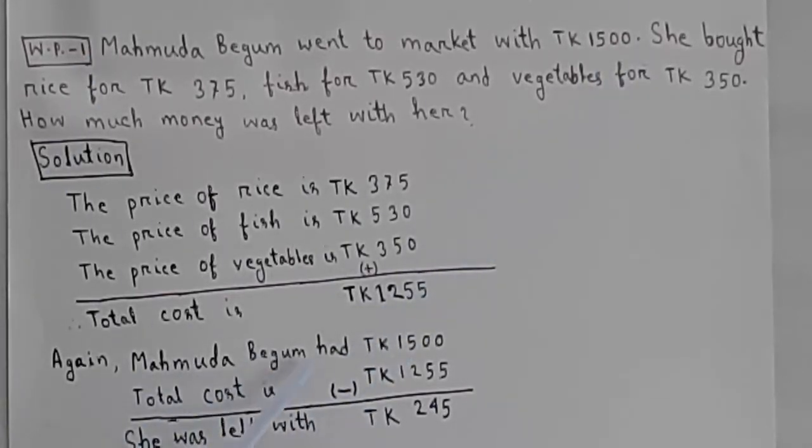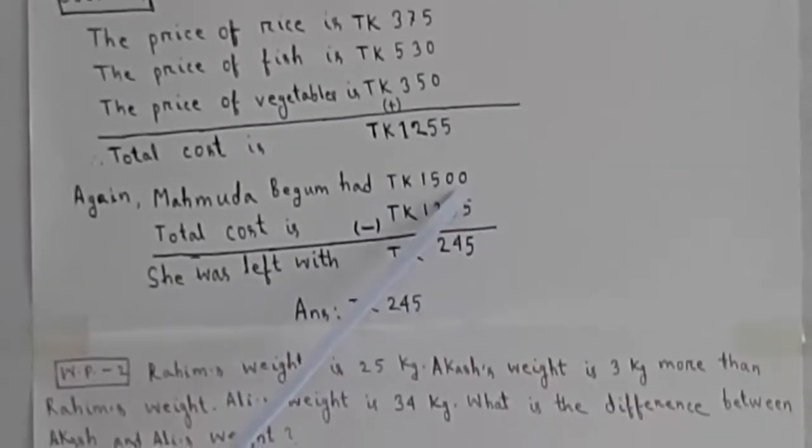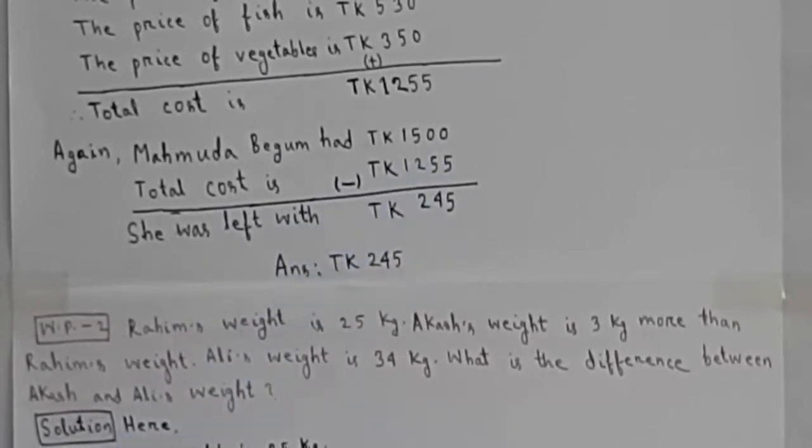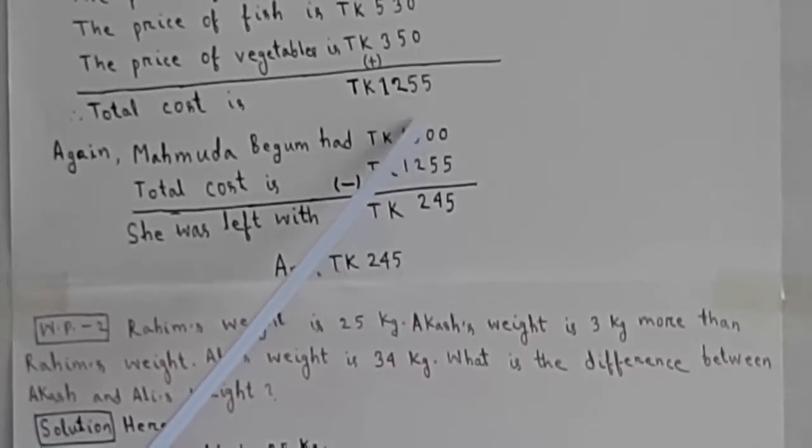Again, Mahmuda Begum had TK 1500. Total cost is TK 1255. Now we have to subtract. At first we have to subtract 5 from 0, but it's not possible because 0 is smaller than 5. So we have to take 1 ten from the tens place. But here in the tens place 0 exists. So at first we have to take 100 from the hundreds place to the tens place. When we take 100 from the hundreds place and it comes to the tens place, it will be 10 tens because 100 is equal to 10 tens.